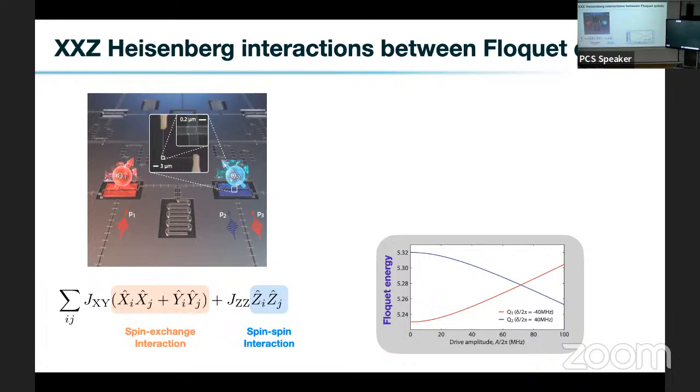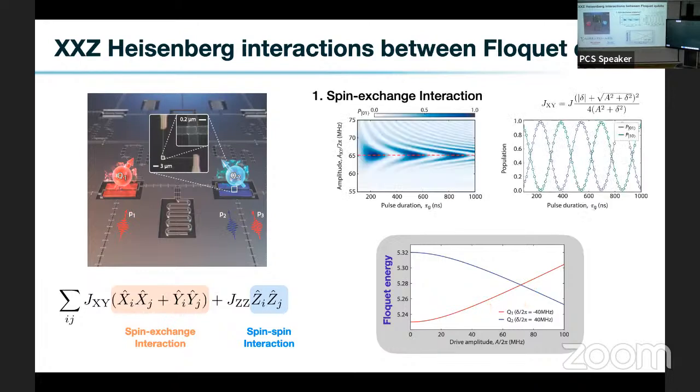With the experimental parameters, I simulate the Floquet energy. As you can see, by changing the drive amplitude, we can tune Q2's energy like that and Q1's energy like that, and at a certain drive amplitude, their energies become resonant. This is the experimental result. At a certain amplitude, the 0-1 state oscillates with the 1-0 state. This graph shows a cut of this line, and it shows very high visibility in the oscillation. That means our protocol is working very well.